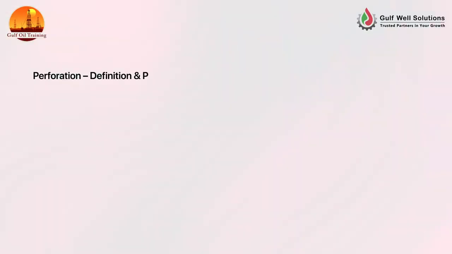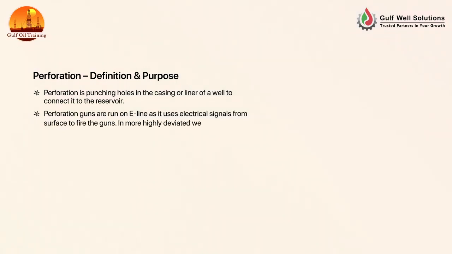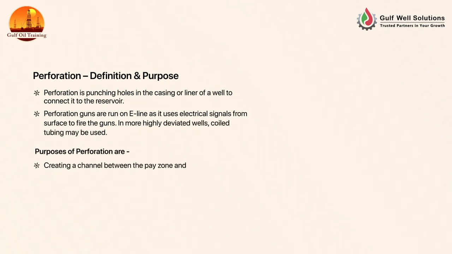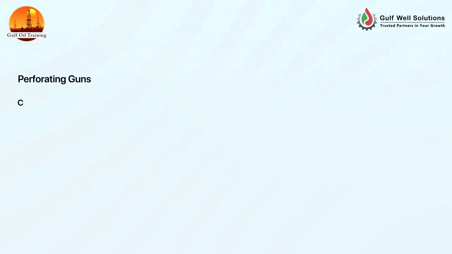Perforation, definition and purpose. Perforation is punching holes in the casing or liner of a well to connect it to the reservoir. Perforation guns are run on E-line, as it uses electrical signals from surface to fire the guns. In more highly deviated wells, coiled tubing may be used. Purposes of perforation are creating a channel between the pay zone and the wellbore, allowing oil and gas to flow to the wellbore easily, and future formation stimulation, for example, hydraulic fracturing.